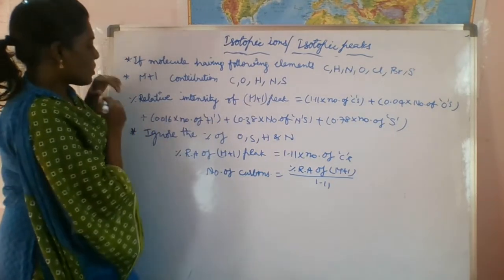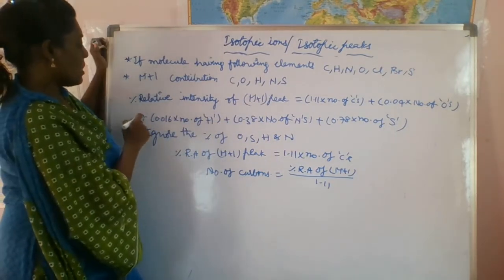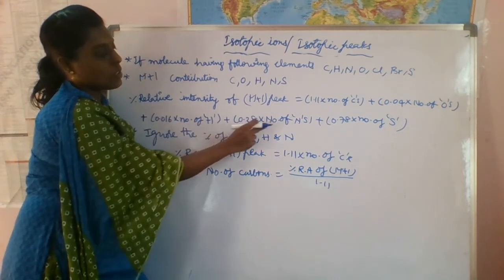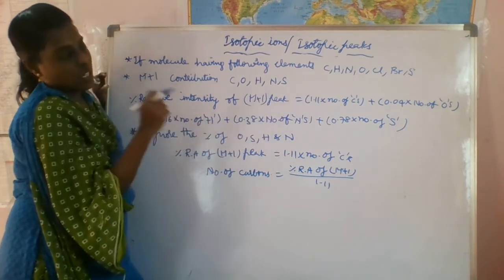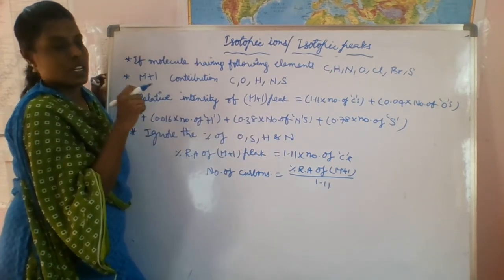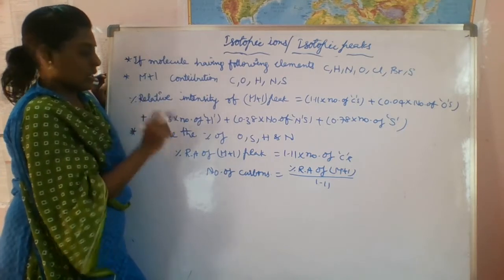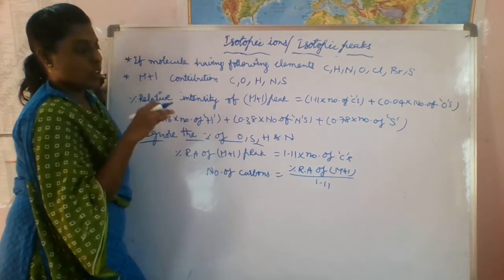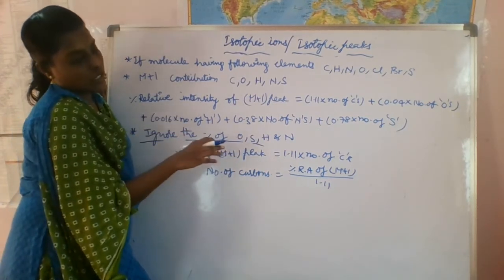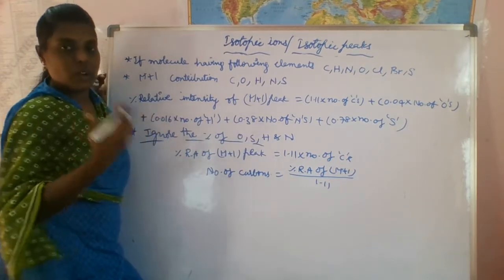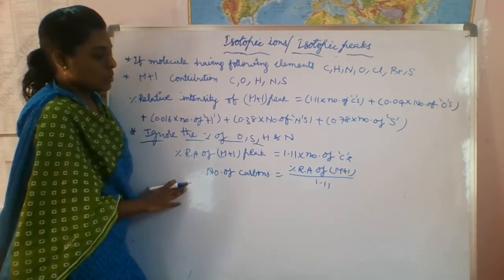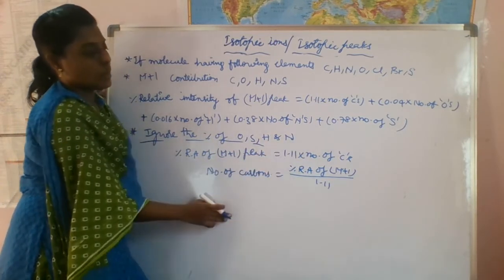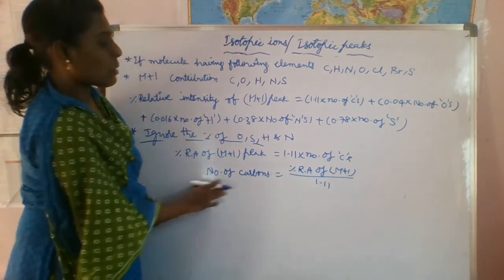And next, 0.016 into the number of hydrogens, right? 0.38 into the number of nitrogens, and finally sulfur. What is the sulfur abundance? 0.78, right? So ignore the percentages of oxygen, hydrogen and nitrogen. We just take carbon into consideration, because we have to determine the number of carbon atoms. So the formula is 1.11 into the number of carbon atoms.